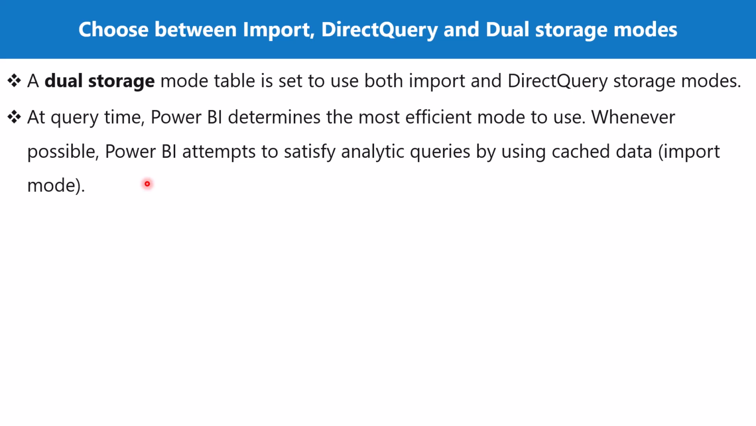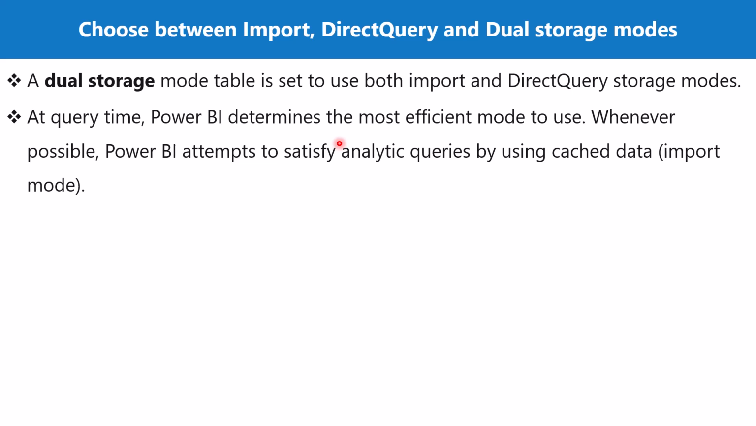So like I said, if you set a table storage mode to dual, then it is the Power BI engine that decides at query time which is the most appropriate storage mode to use. If it feels that the data needs to be used from the import mode, it sets that table into the import mode. If it feels that the query performance is going to be better using direct query, then it is going to put that table into the direct query mode. So it is up to the Power BI engine. You leave it to the Power BI engine to optimize this. So this was all about the three table storage modes.